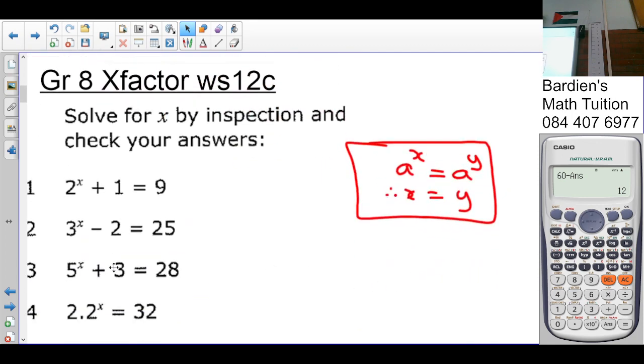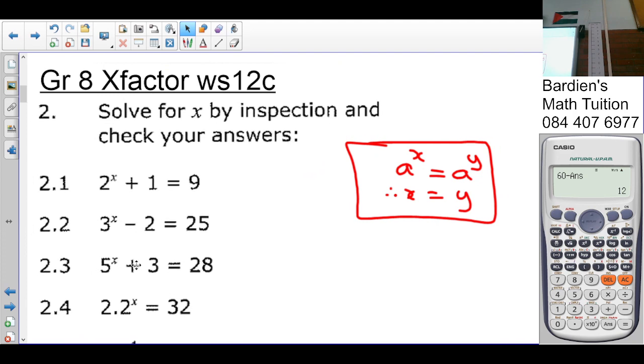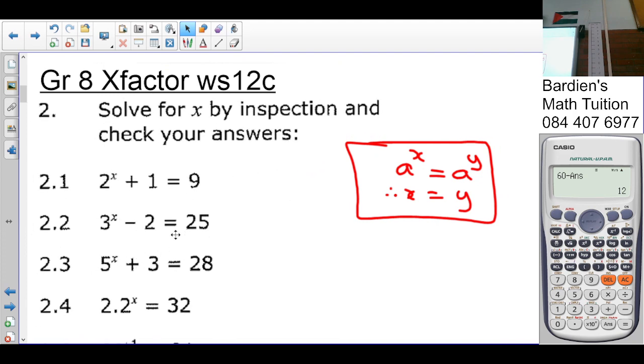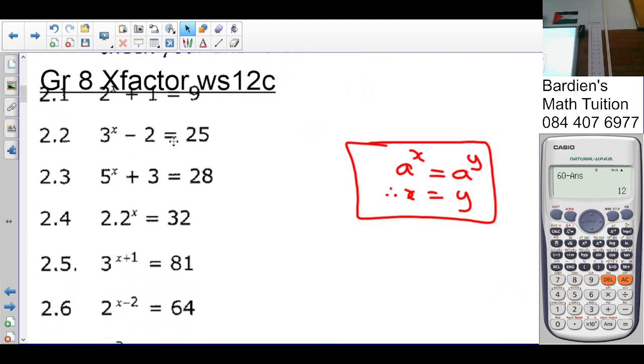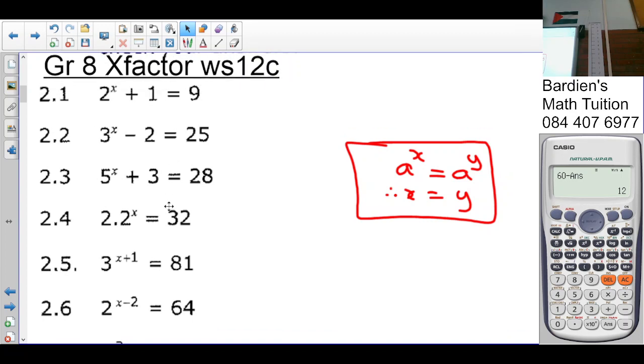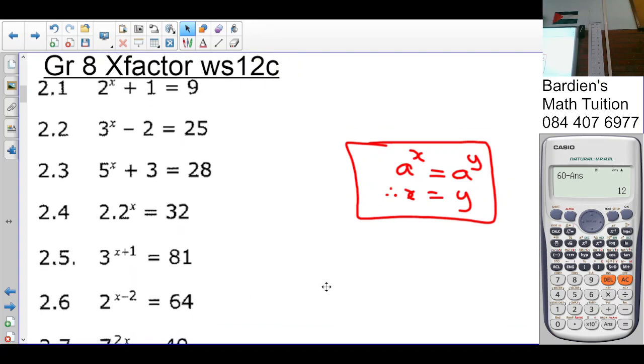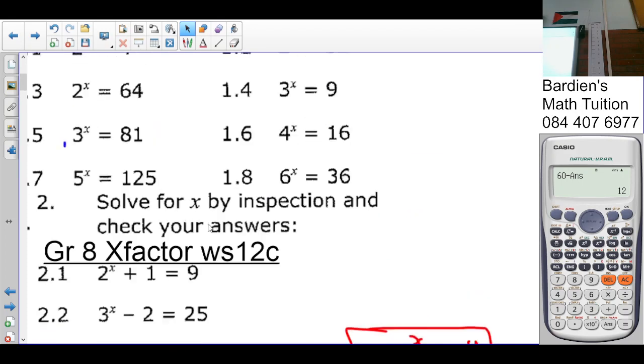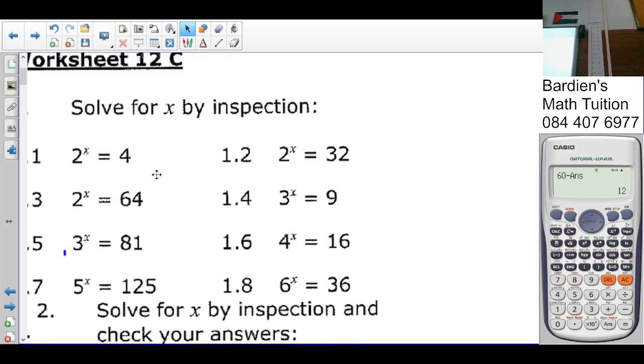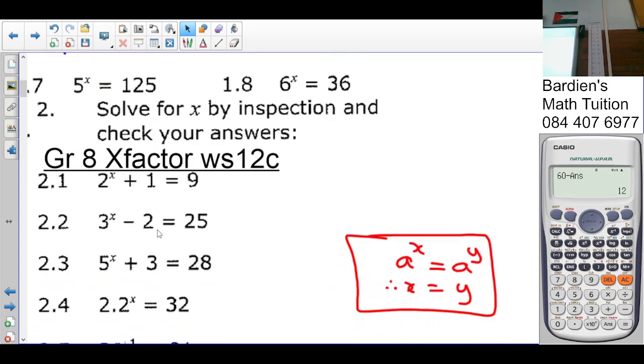Now, in the next part of the work, we are asked to solve for x by inspection and check your answers. But you guys are not going to work by inspection, since you had a problem with the inspection, so we're doing it by calculation. We could have checked our answers here as well. The first answer was 2, so 2 squared is 4. The answer here was 6, so 2 to the 6 is 64. 3 to the 4 is 3 times 3 times 3 times 3, which is 81 and so on. That's how we check. Okay.